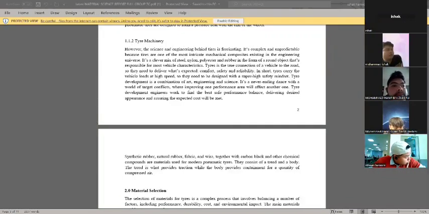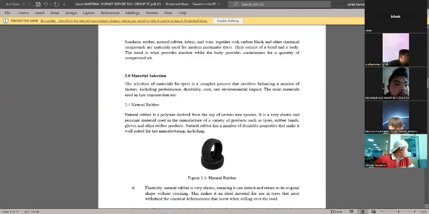Other than that, the materials in a tire are synthetic rubber, natural rubber, fabric, and wire that combine together with carbon black and other chemical compounds in the way of a modern pneumatic tire. They consist of a tread and a body. The tread provides traction, while the body provides for a quantity of compressed air.